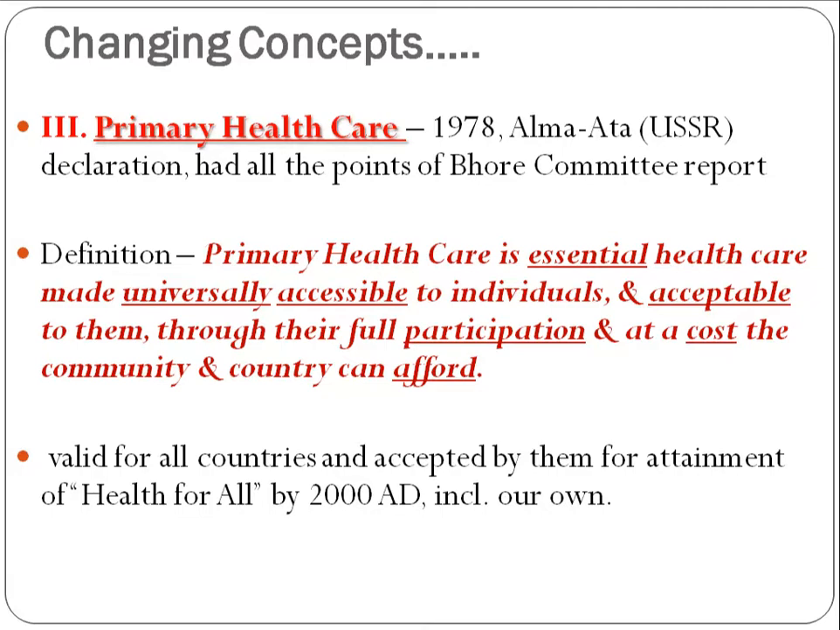It should have 3 A's and 1 C. Accessibility, acceptability, affordability are the 3 A's, and community participation is that 1 C. Please remember this. Primary healthcare, I repeat, is essential healthcare universally accessible to all, acceptable to all, through their full participation. You got to participate in the health activities, in your health. You can't expect the doctor to look after your health. You got to do your exercises, change your lifestyle, have no addictions, and eat healthy. That is your participation, and at a cost the community and country can afford.